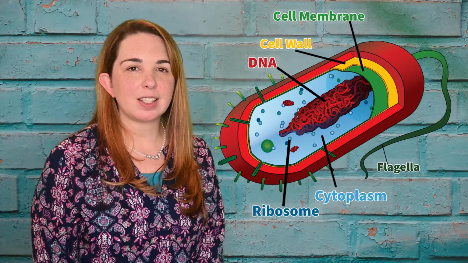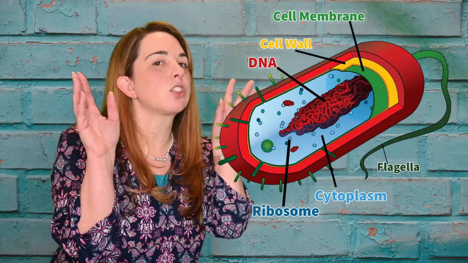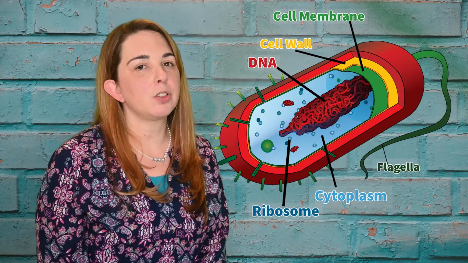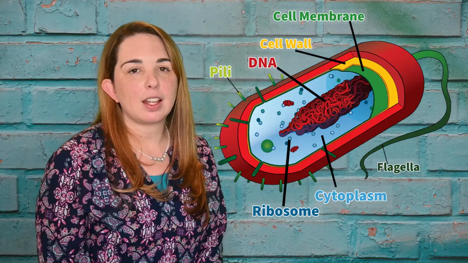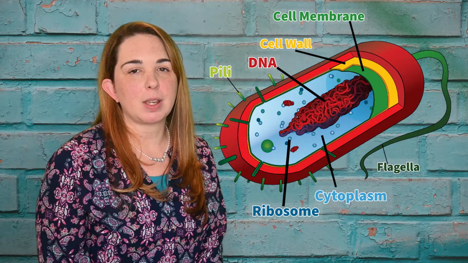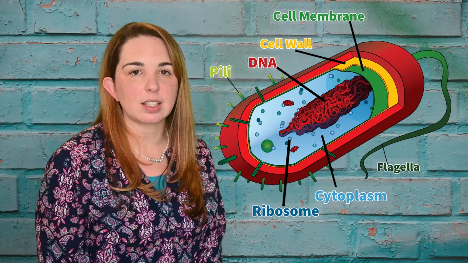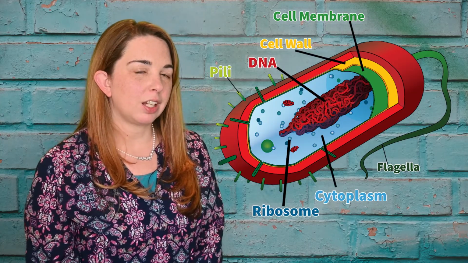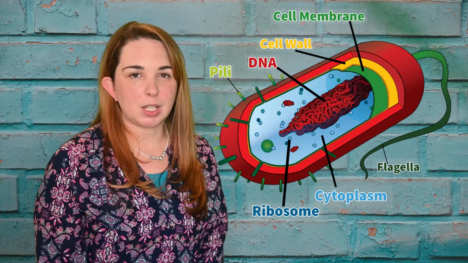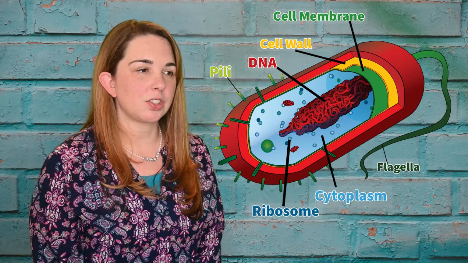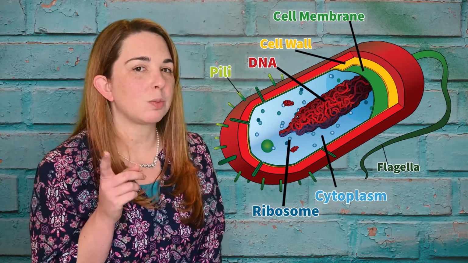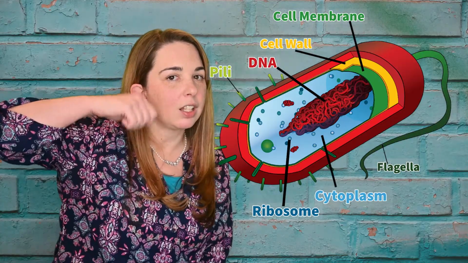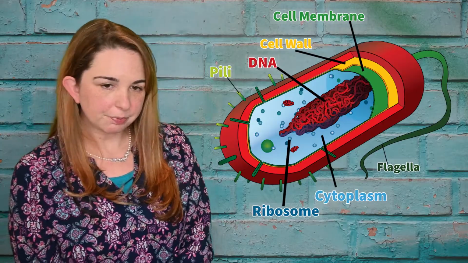We also sometimes find these little tiny hair-like structures on the outside of these cells, but these are not for movement. These are called pili, and their job is to help the bacteria attach to surfaces. This is really beneficial for some of the disease-causing bacteria, because without the pili, they wouldn't be able to stick to host cells. So that's a really good reason to brush your teeth really, really well. Make sure you get all those bacteria, pili loosened from your teeth and knocked off.